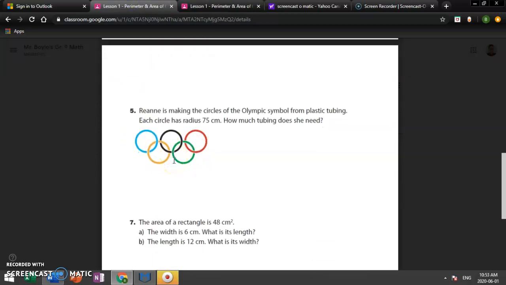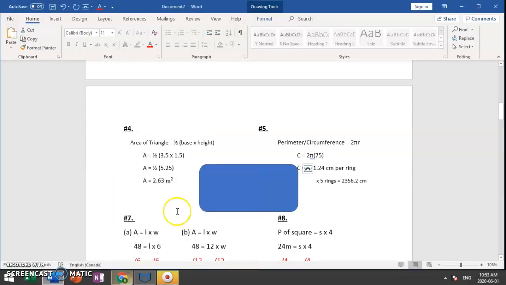They're interlocking circles. Rianne is making the circles with the Olympic symbol, that plastic tubing. Each circle is a radius of 75 centimeters. How much tubing does she need? So what's that question asking us? It's asking us the perimeter, right? Because how much tubing will she need to make a circle around? So we need to know how far around one circle is, and then multiply that answer by 5 because we have 5 total circles. So that's what I did.